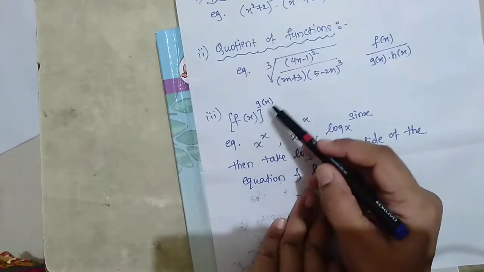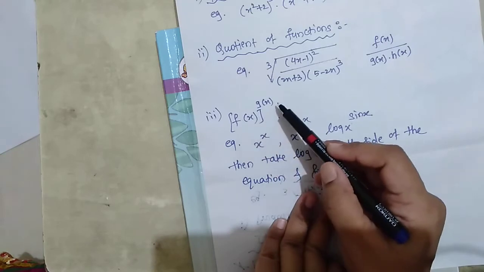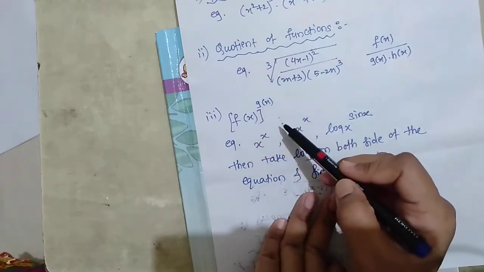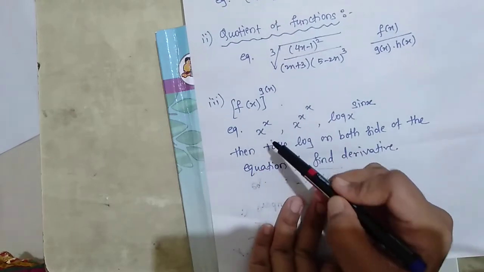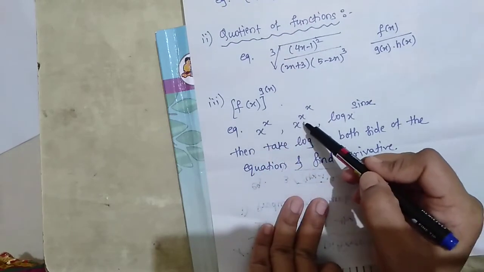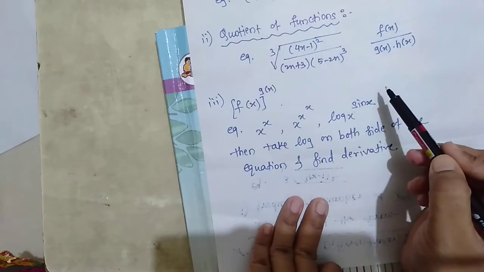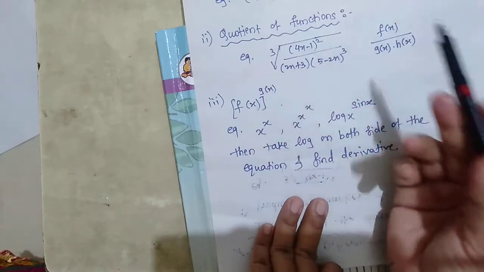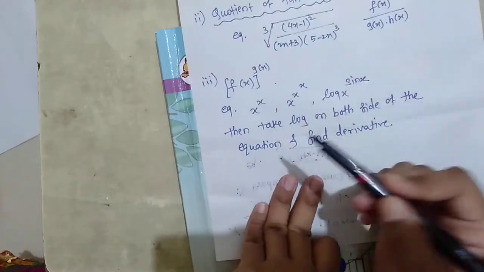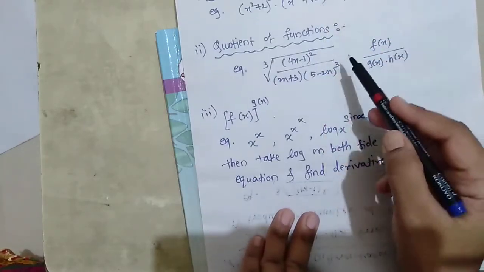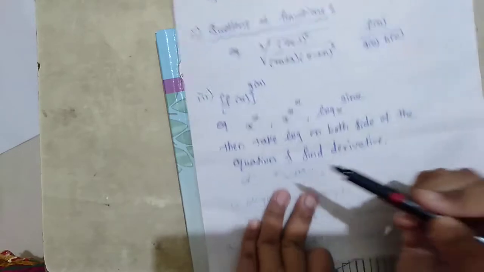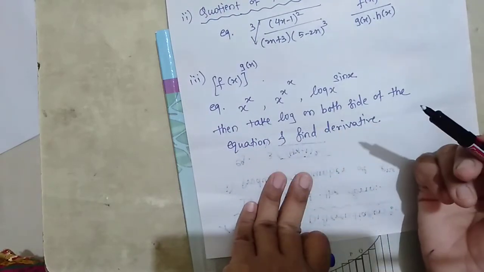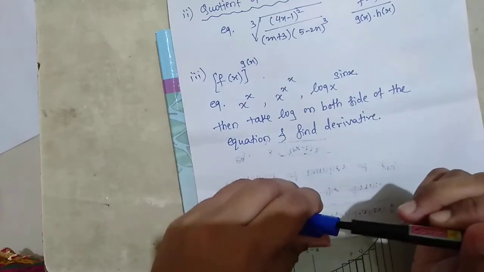Third case is function raised to function. Both are functions of x, f of x raised to g of x. For example I have written here x raised to x, x raised to x raised to x, log x raised to sin x, any function. So for f of x raised to g of x, you will apply logarithmic differentiation. In such type of these three functions, we will take the log on both sides of the equation, then we will simplify the equation and find the derivative.